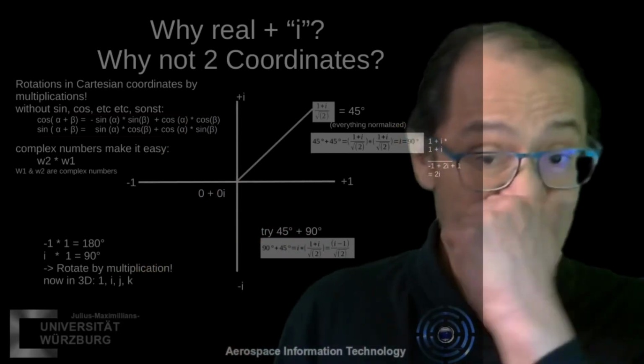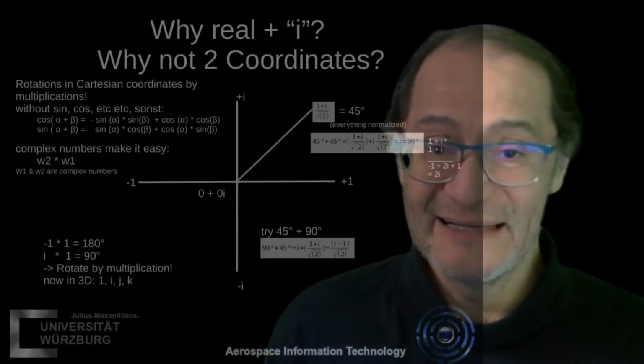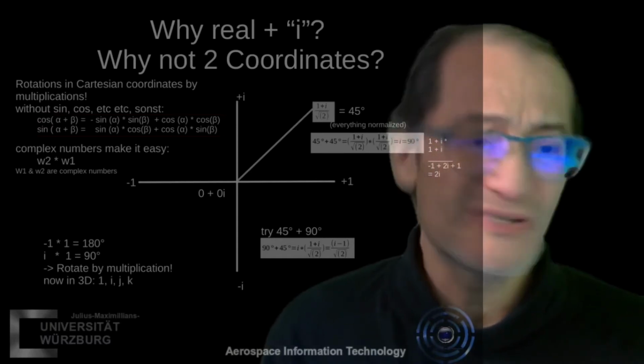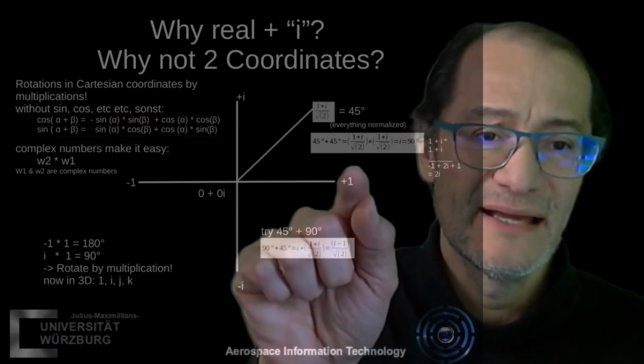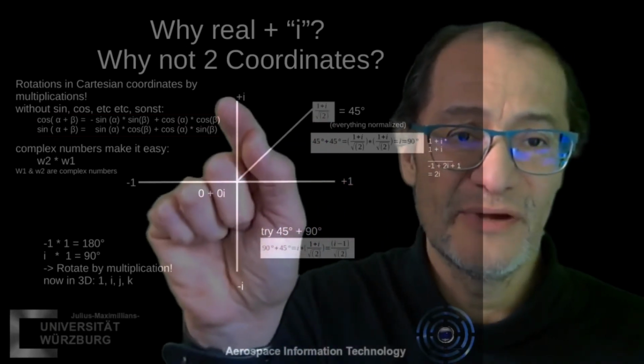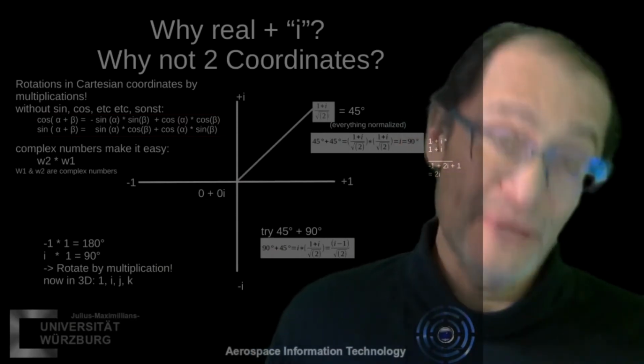And now let's try, for example, the rotation of 90 degrees plus 0. Then this will be 1 times i, and then you will be here. And this is 90 degrees. Okay, and now let's try, does it work with other numbers?